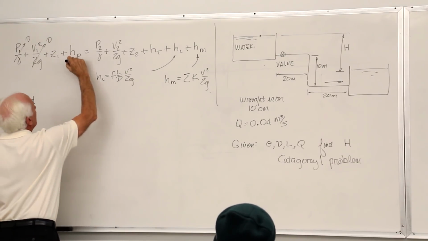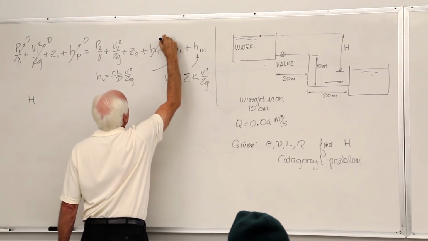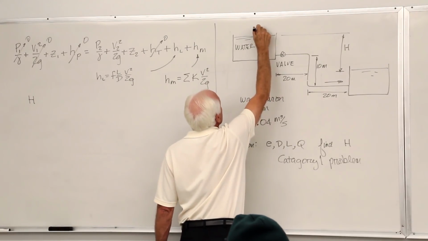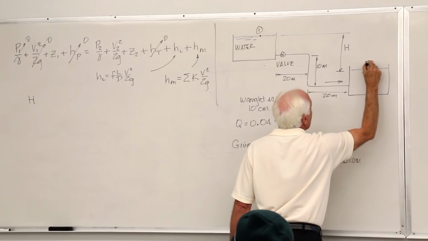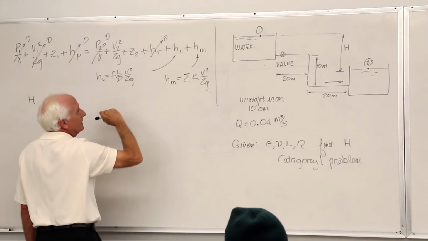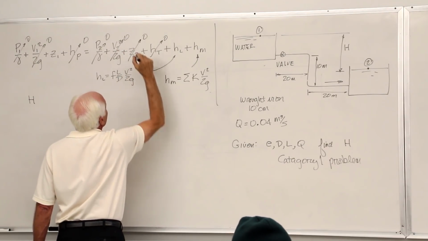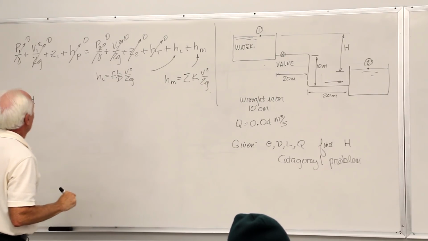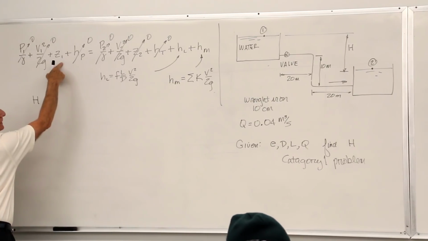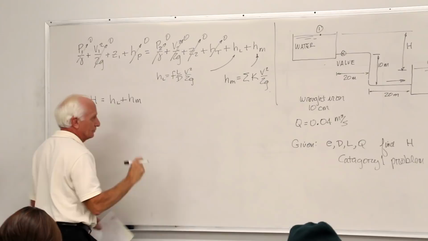Is there a pump? No. 0. Is there a turbine? No. 0. Is P2 0? By the way, point 2 is over there where it's going to end up. 0. Is V2 0? Yeah. Is Z2 0? Yeah. Okay, so our H is equal to, there's H right there, H is equal to HL plus HM.